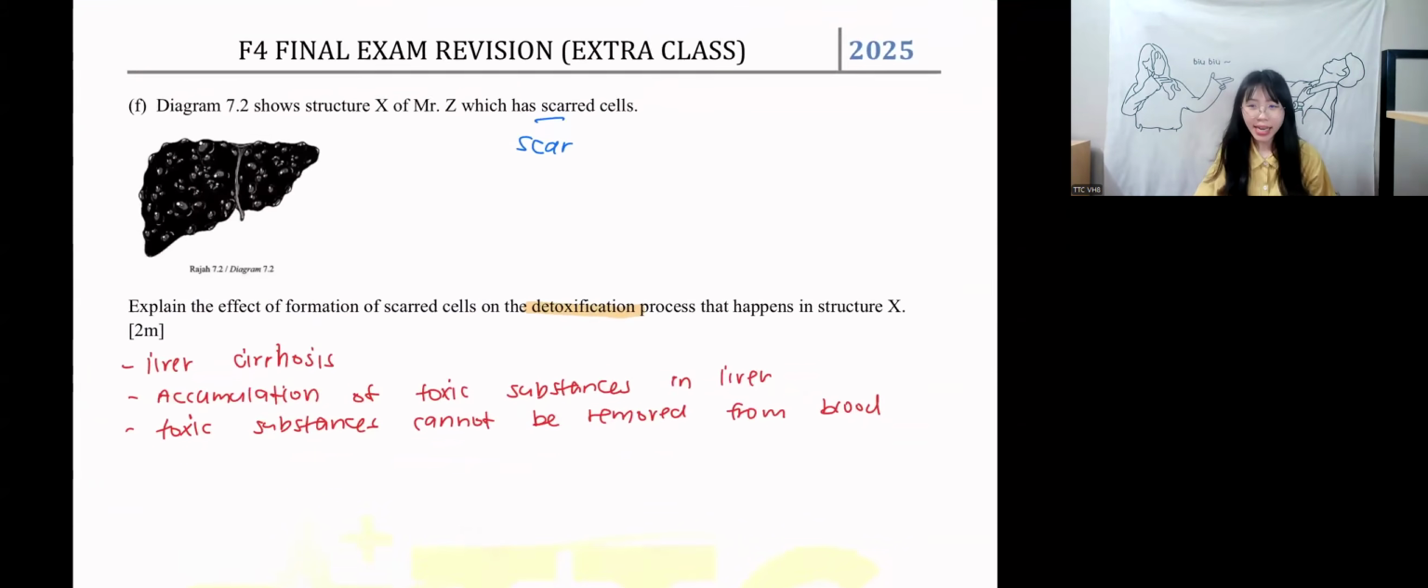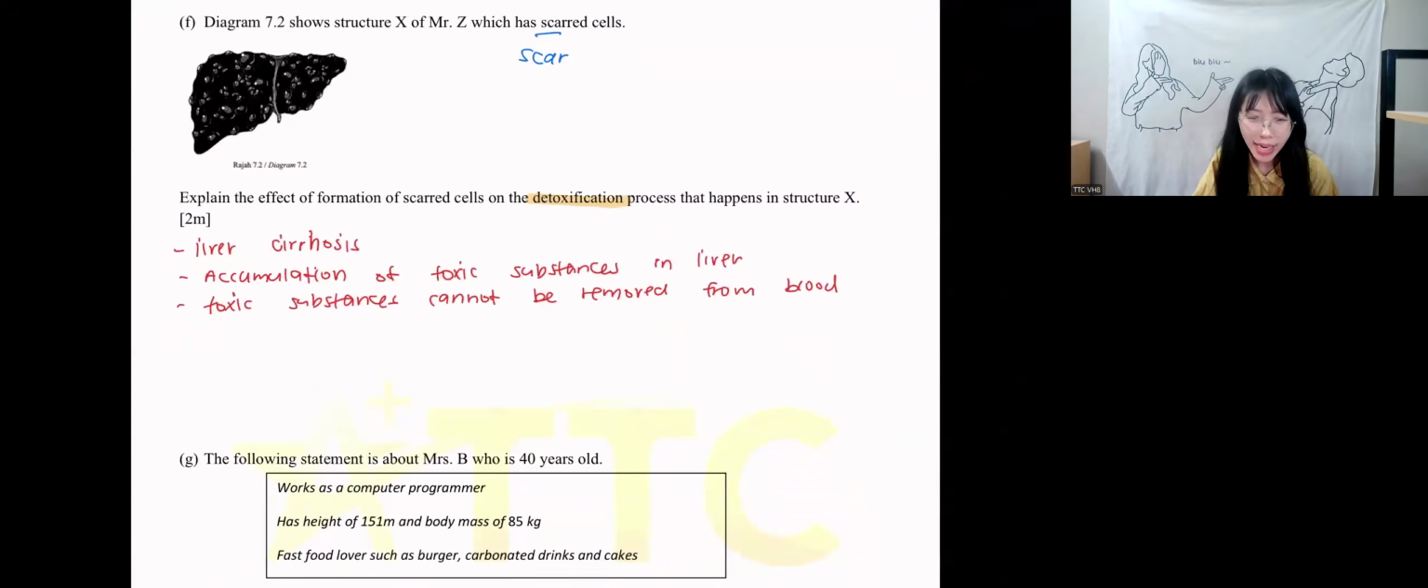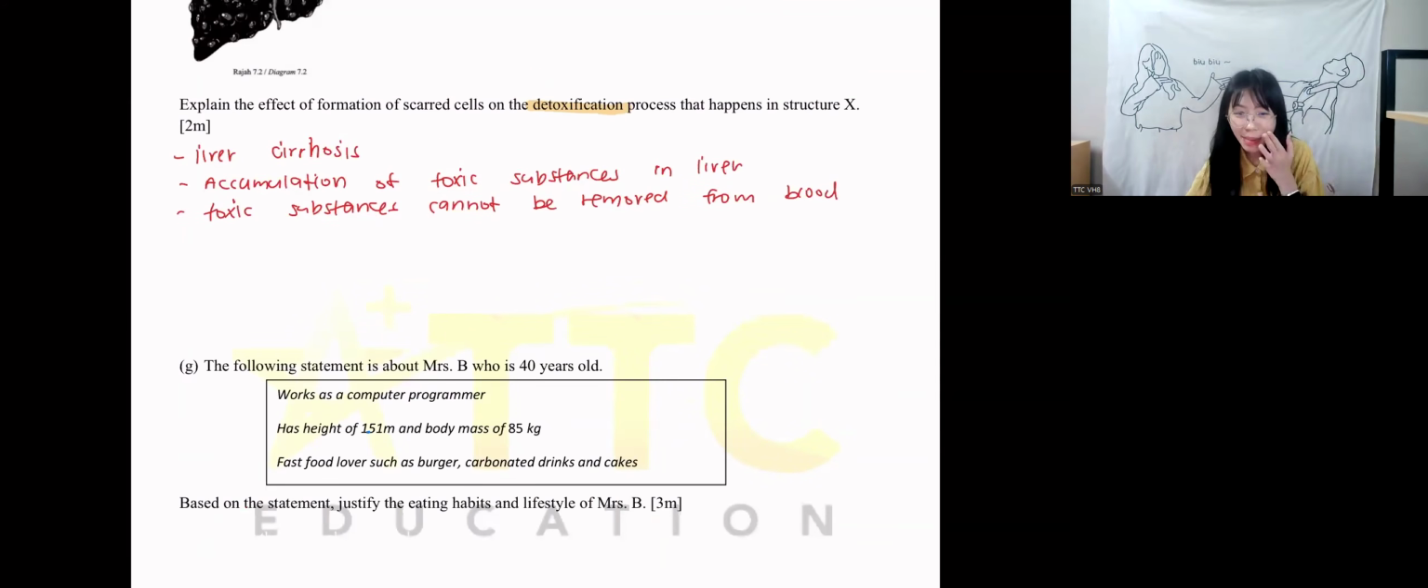Okay, next. The following statement is about Mrs. B, who is 40 years old, worked as a computer programmer, has height of 151 cm, 1.51 meter, body mass of 85 kg. Fast food lovers such as burger, carbonated drinks, and cakes. Based on the statement, justify eating habit and lifestyle of Mrs. B. Healthy or not, guys?